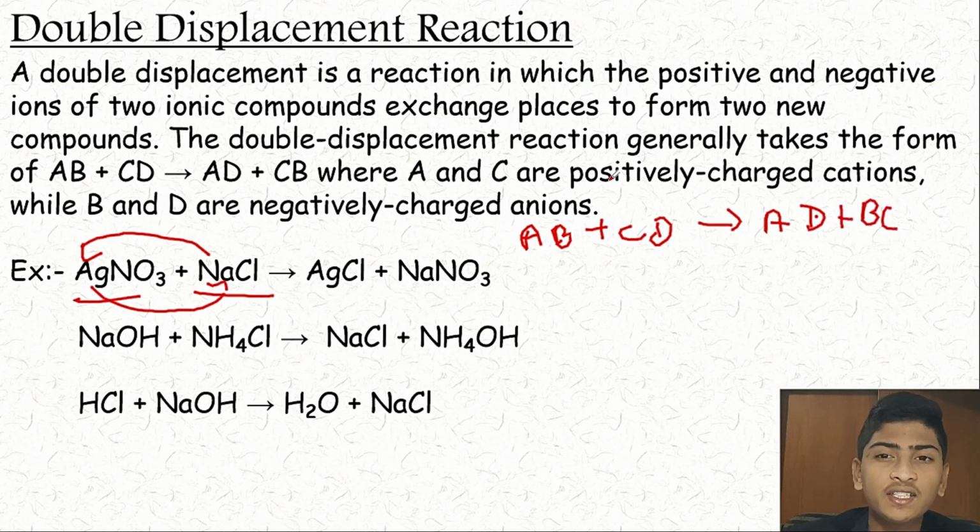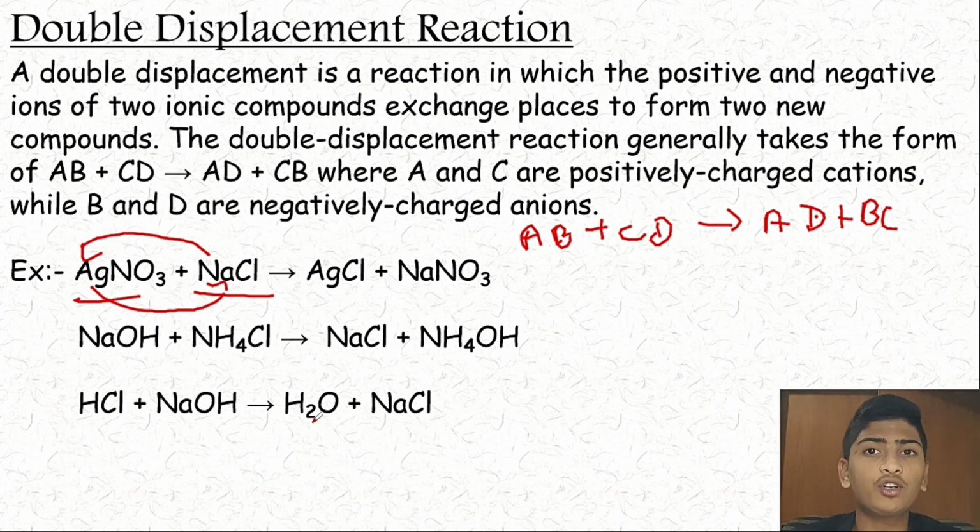Here A and C are positively charged cations, whereas B and D are negatively charged anions. This double displacement reaction mostly occurs between ionic compounds. Here AgNO3, Ag plus and NO3 minus, and NaCl, Na plus and Cl minus. So here both are replaced, giving AgCl plus NaNO3. And here NaOH plus NH4Cl gives rise to NaCl plus NH4OH, and here HCl plus NaOH gives H2O plus NaCl.